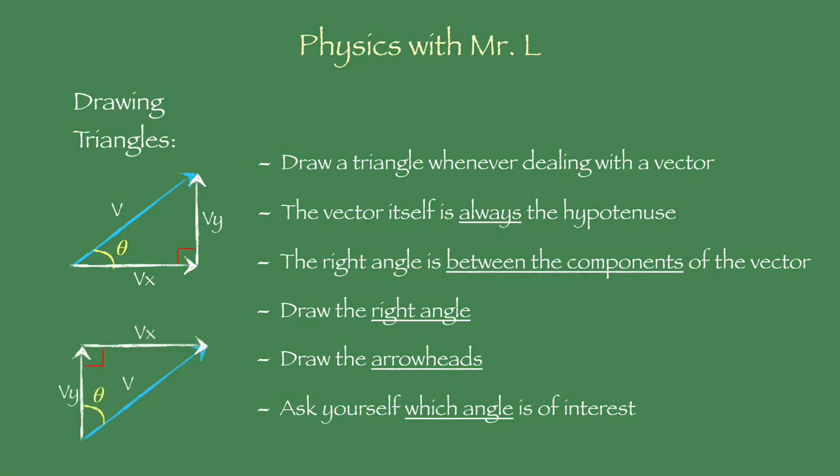However, some problems will mention an angle with respect to the y-axis. In this case, you want to draw the triangle in this way. So the angle here would be with respect to the y-axis, and the opposite side will be vx, while the adjacent side will be vy.